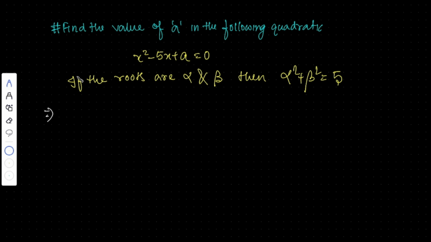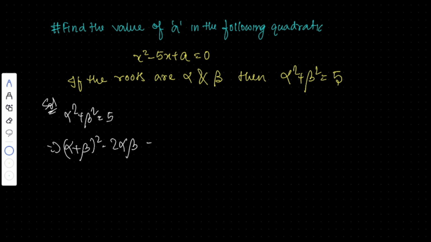The solution is in the way that x square minus 5x plus a equals 0. Roots are alpha, beta. Given alpha square plus beta square equals 5. We can write it in the way that alpha plus beta whole square minus twice alpha beta equals 5. Correct? Yeah, of course.